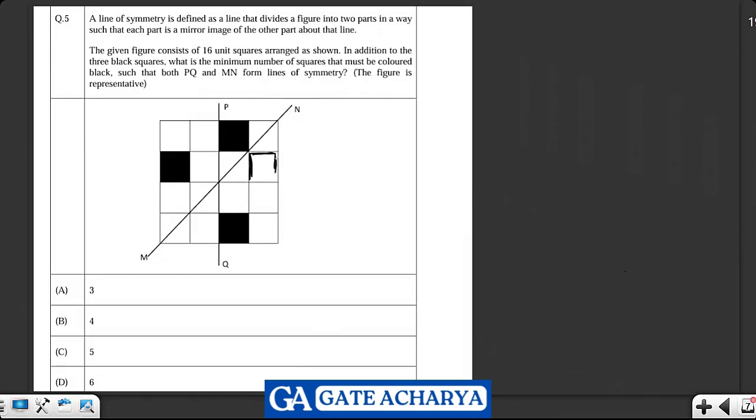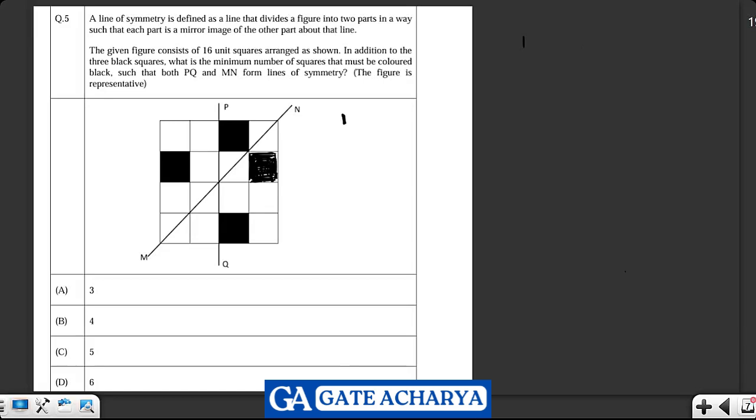If I make it black, so now you can see something happening here. You can see that it is almost similar with respect to the MN segment, that is the diagonal line. This is similarity. Okay, please bear with me. So I draw one square. Please note that one square is drawn.